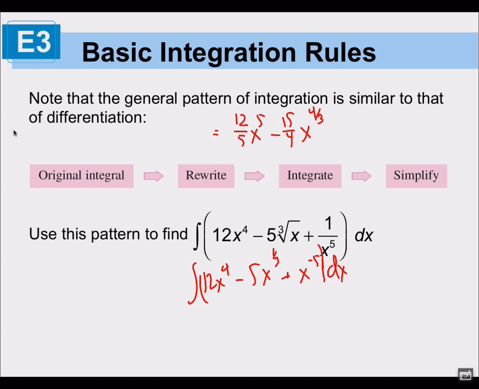And here's where people make mistakes all the time. -5 plus 1 is -4, not -6. So x to the -4th times the reciprocal, which would be -1/4. And then clean it up. Plus C. Good. 12/5 x to the 5th minus 15/4 x to the 4/3 minus 1/4 x to the 4th plus C. And there's our final answer. No fractions within fractions, no negative exponents.